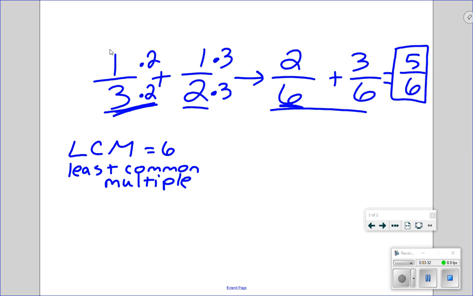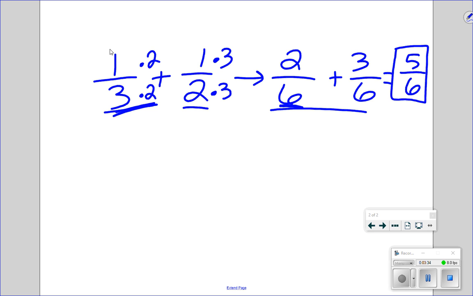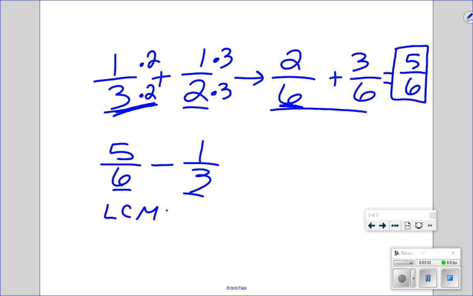Okay, subtracting is the same thing. It's just you're subtracting instead of adding, but you still need to get a common denominator. So if I take something like 5/6 minus 1/3, I can subtract these, but I need a common denominator. So I need the least common multiple of 6 and 3. What is a number they both go into? 6 is the smallest one. 6 goes evenly into 6, and 3 goes evenly into 6. And what that means is I don't have to change this first fraction at all. Since it already has a denominator of 6, I don't have to change it.